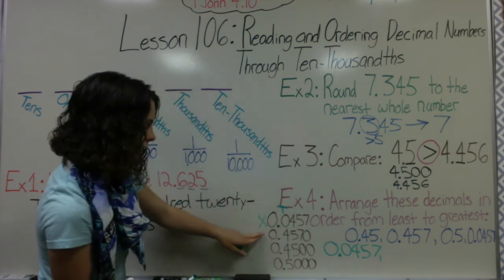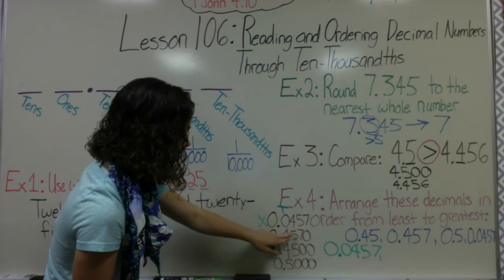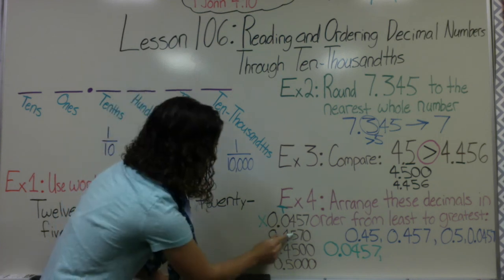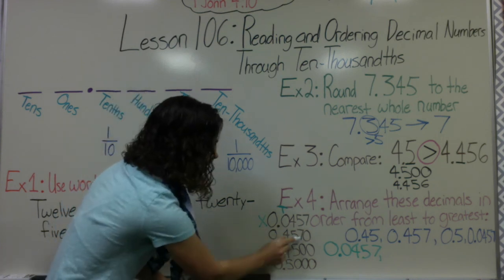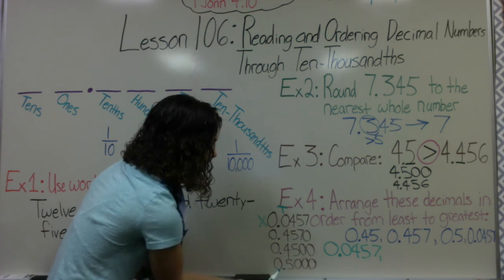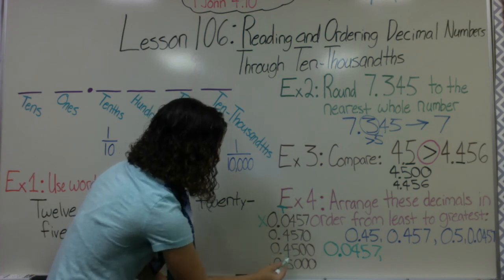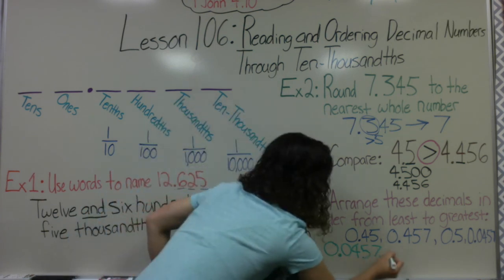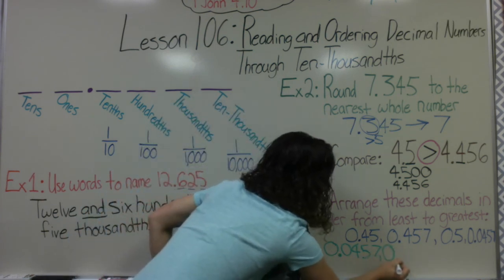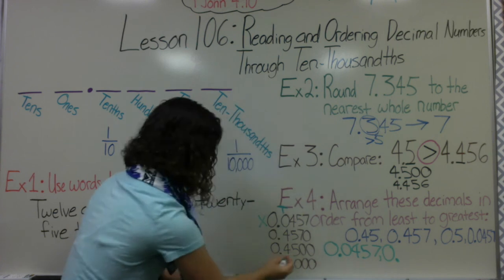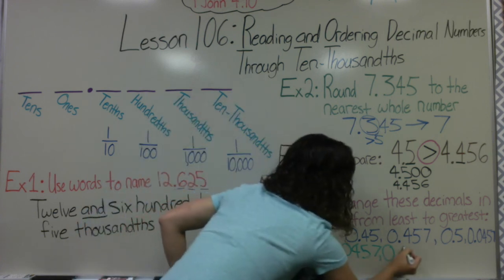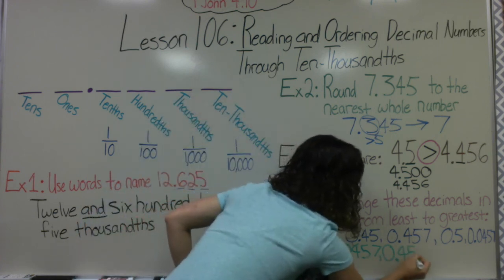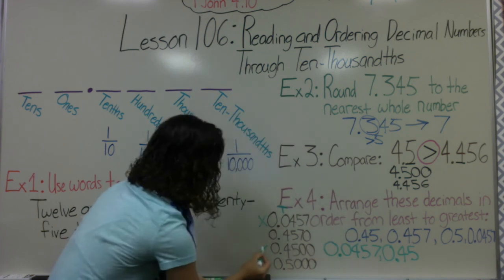Then I have 2 4s here, but I don't know yet. Then I look at my hundredths place, 2 5s. They're still the same. Then I look here. I have a 7 and a 0. So this one, my 4,500ths, is going to be smaller. 0 and 4,500ths. I'm going to put an X by that.